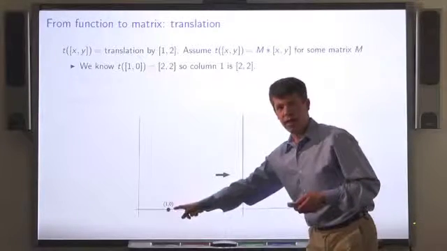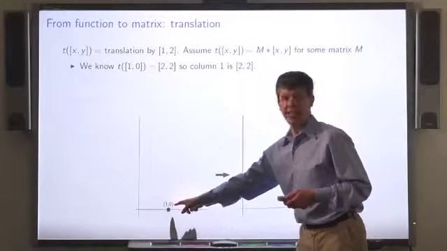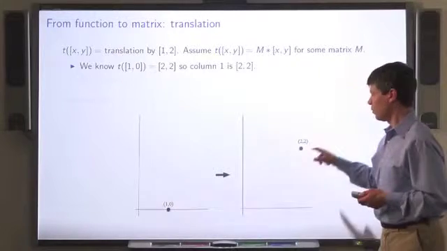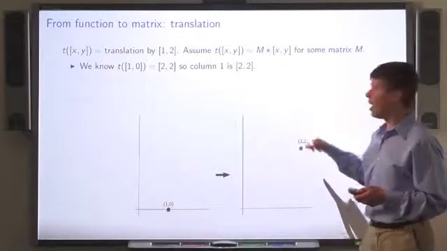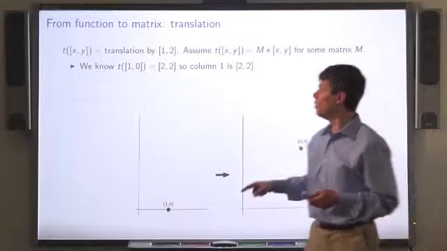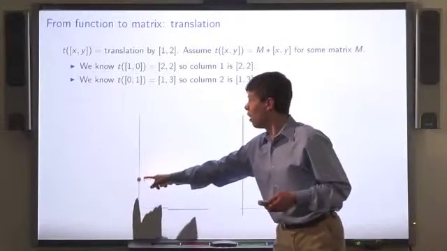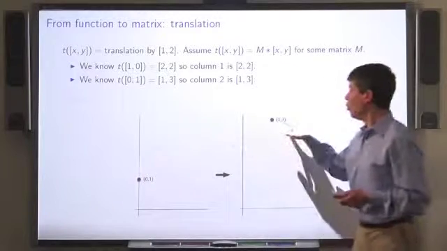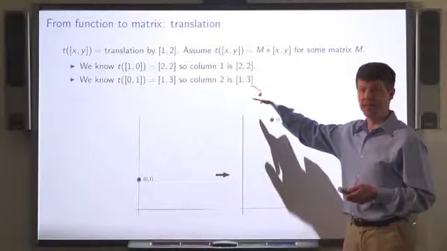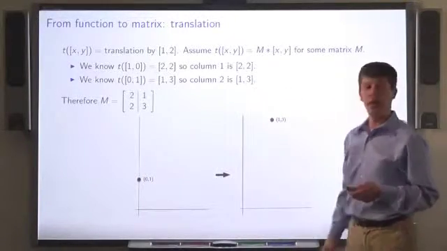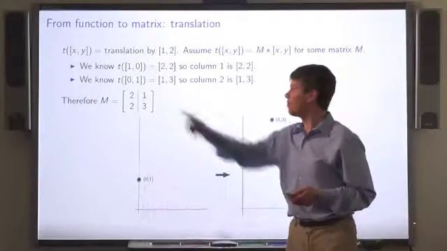We start with the point 1, 0, translate it, and we get 2, 2. So the first column would have to be 2, 2. We start with the second generator, 0, 1, and translate it, and we get 1, 3. So the second column of this matrix would have to be 1, 3. So the matrix would look like this.